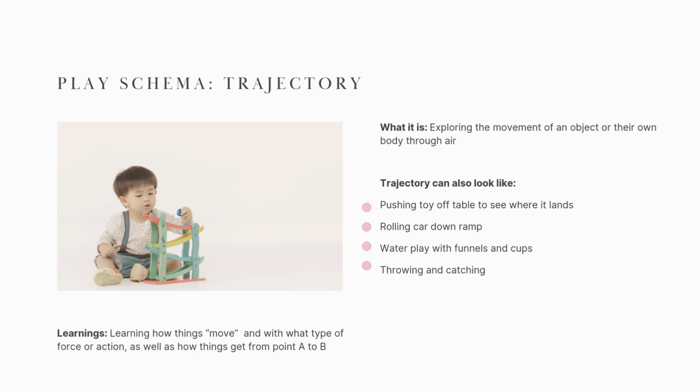Water play with funnels and cups, as they explore how the water moves through the funnel. That is why you may see water tables that have little funnels built in or little spinning parts of the table where they can pour the water down and watch how it moves through the different parts of the water table. And simply throwing and catching is also a form of trajectory. And the concepts that they learn with this are how things move and with what type of force or action, as well as how things get from point A to point B.